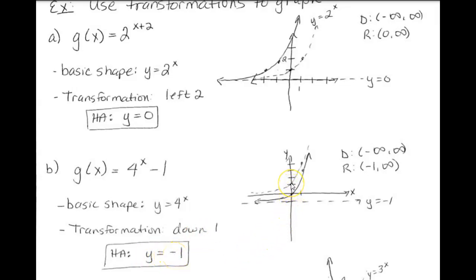So my original would be at the point (0, 1) and then (1, 4). So this dotted curve right here would be the original starting point. If I shift it down 1, this point moves down 1 to here, and then this point moves down 1 to here. So my new graph is that original shifted down 1, and my horizontal asymptote down here is sketched in at y equals negative 1. Domain again is all real numbers, and the range is above the asymptote, so parenthesis negative 1 to infinity.